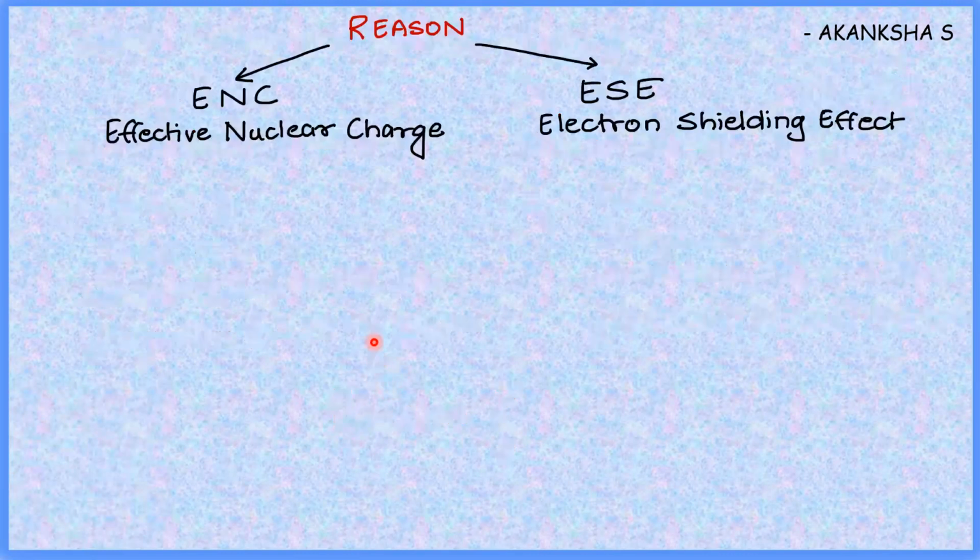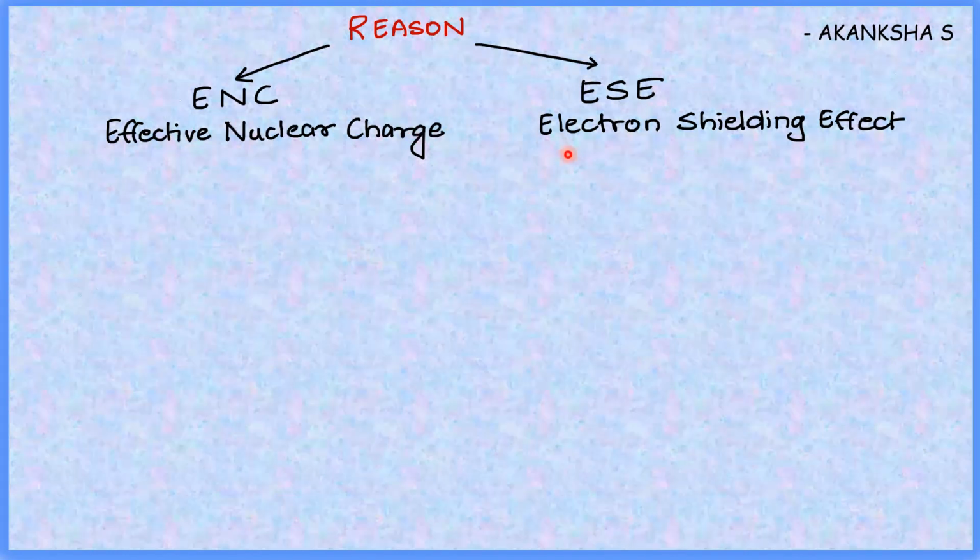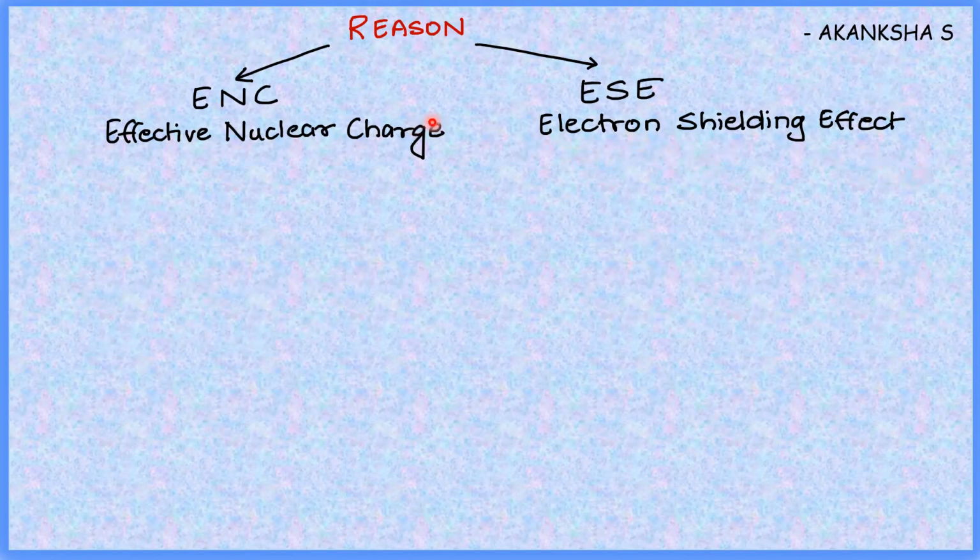So let's see the reason. Generally, I teach it with two parameters. First, we are going to understand the reason with respect to effective nuclear charge, and second, with respect to the electron shielding effect. The names might look tough, but believe me, once you understand, it's an easy concept. So let me simplify that for you.